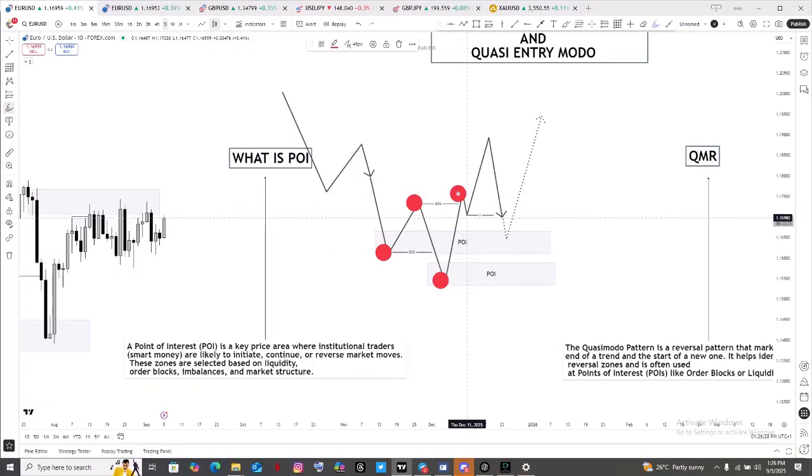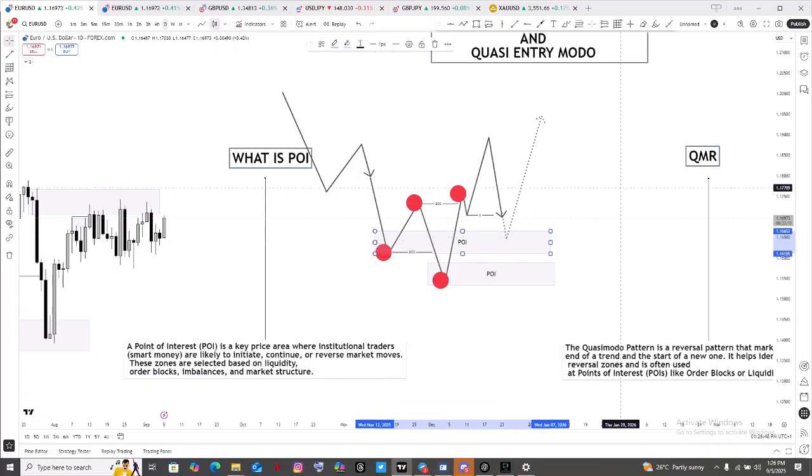Now, that gave us a leg inducement. This pullback here is a leg inducement. Now, when the market gives us an inducement or an available liquidity for the market to sweep, this last candle here is what you mark as your Quasimodo. Now, your Quasimodo is this. It is actually a line here.